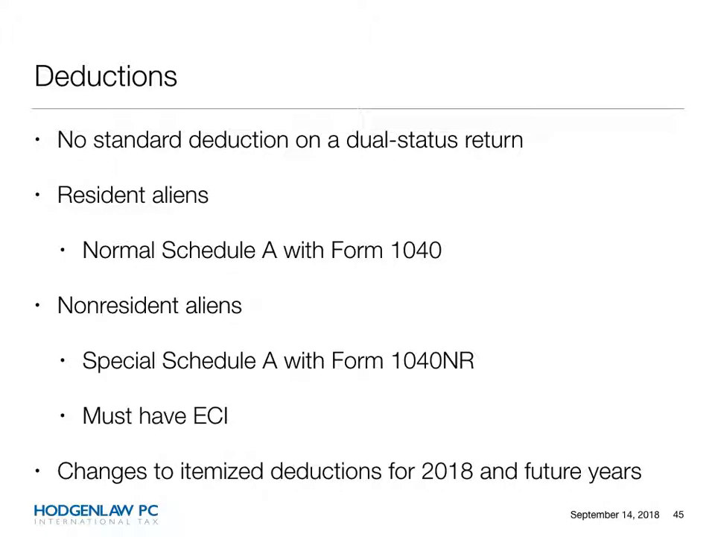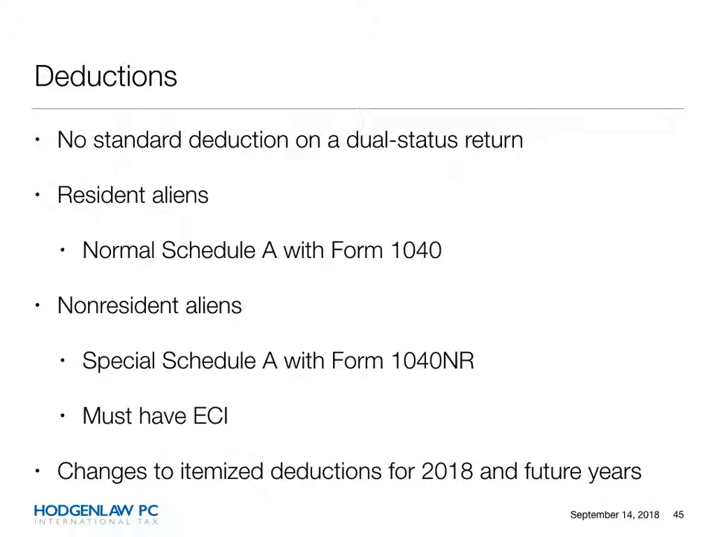So, deductions are another big one. No standard deduction is allowed on a dual status return. With the recent tax law changes increasing the standard deduction quite a bit to $12K for individuals and $24K for married filing jointly, along with the corresponding removal of personal exemptions, this can greatly increase the tax cost for dual status returns from 2018 onwards.